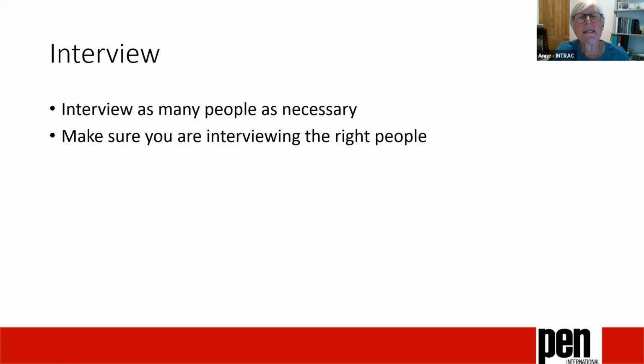Interview as many people as necessary and make sure you're interviewing the right people. It's really important that when you're interviewing, you don't interview everybody. Sometimes it's too many, and then you've got too much data, and if you have too much data, it's going to be a real problem for you to analyze. And make sure you're interviewing the right people.